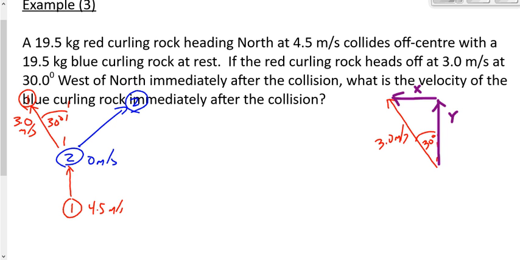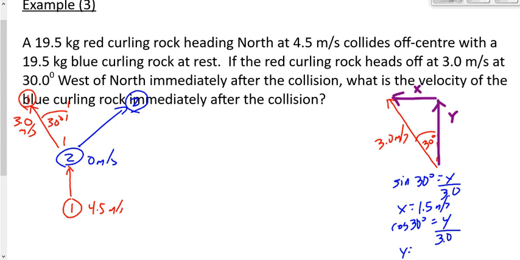Let's find the value of X and Y here. Oh, this one's different. Usually X is cos and Y is sine. This time X is the opposite side. So we're going to say sine 30 degrees is equal to X over 3.0, or X is equal to 1.5 meters per second. Cosine 30 degrees is equal to adjacent, or the Y component, over 3.0, the hypotenuse.